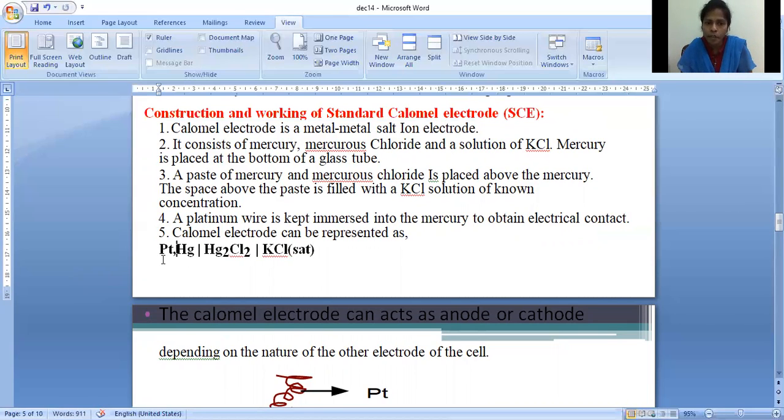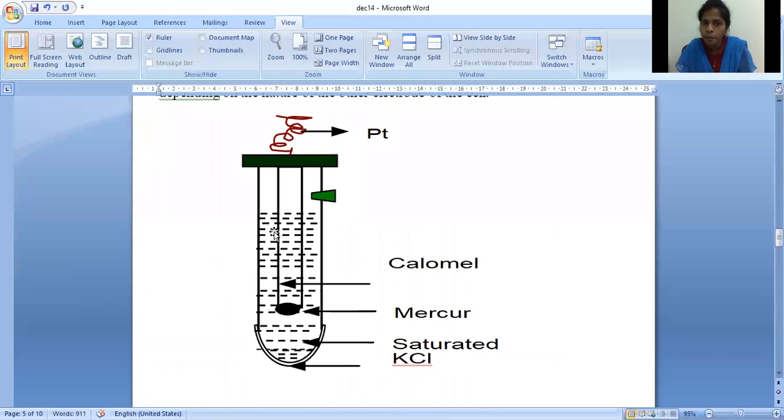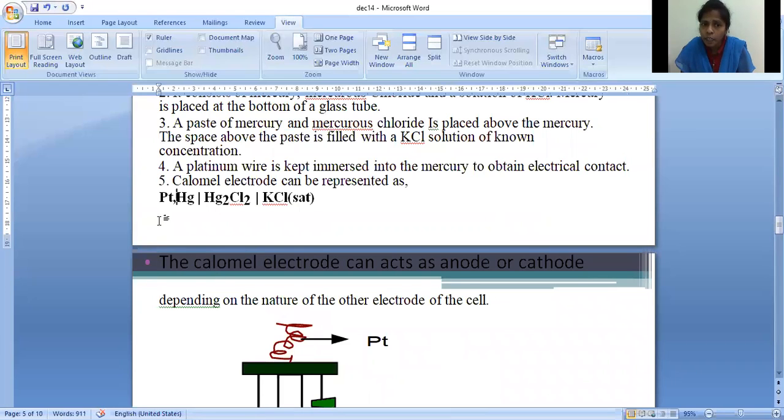So we can write platinum, which is coated with mercury mercurous chloride, because for supplying electricity, what we are doing, the platinum is dipping in mercury mercurous chloride. So it is enhancing the power supply, the mercury mercurous chloride. So the platinum mercury mercurous chloride slash electrolyte.